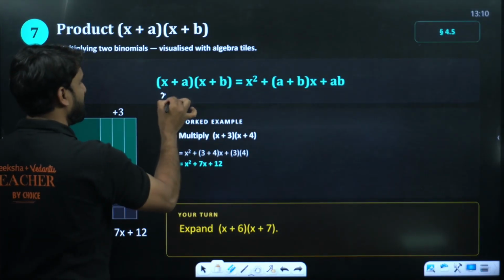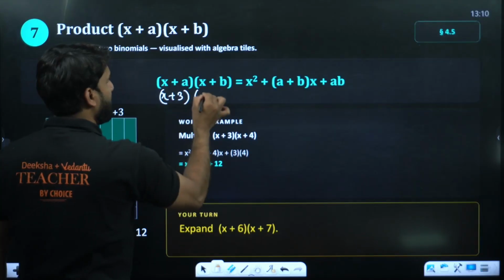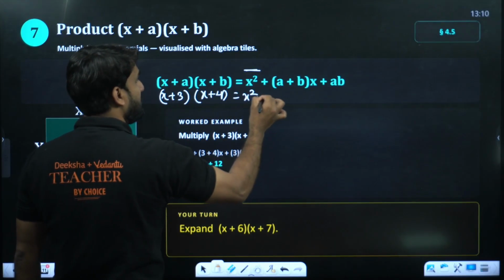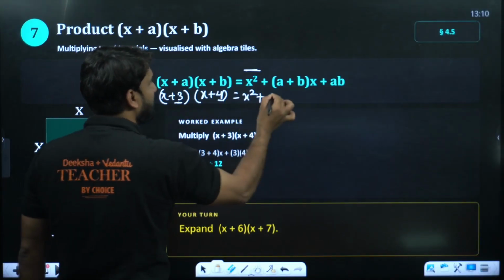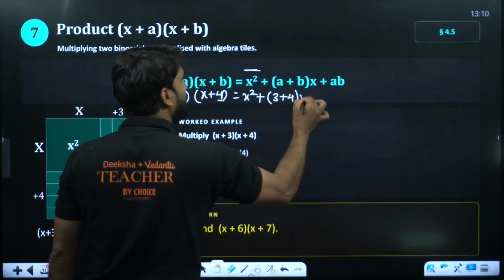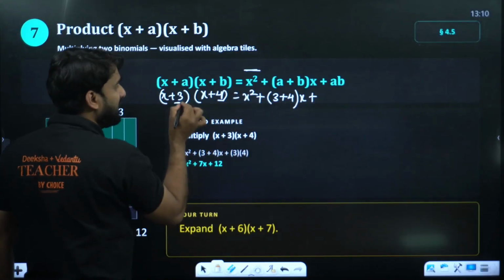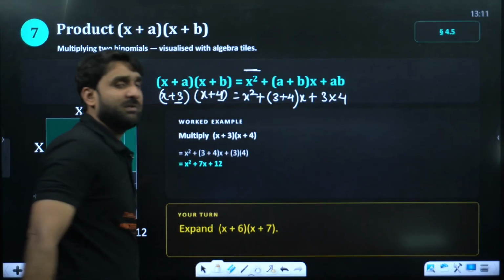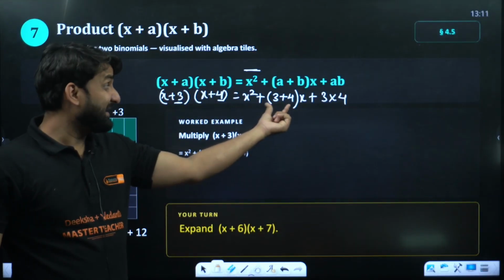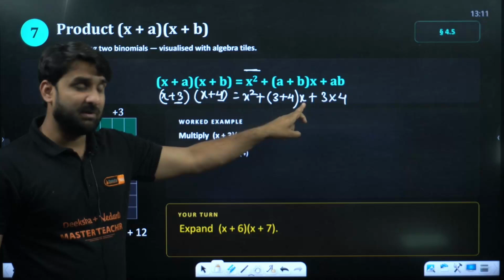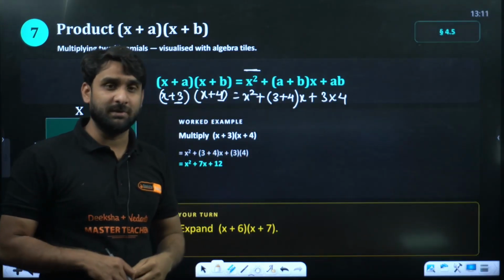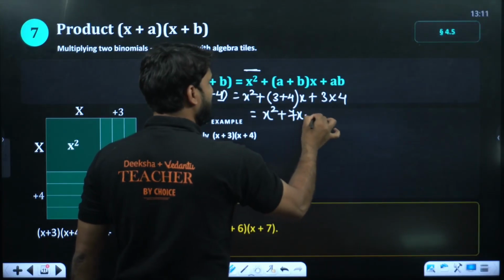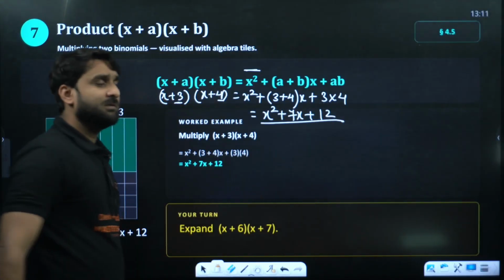Let's do a question here. x plus 3 and x plus 4. Now this is x square as it is. So x square plus these two numbers will be added. 4 plus 3 into x plus the last term will be the numbers multiplied, a into b. So this is 3 into 4. In the center, both the numbers are added and multiplied with x. At the end, both the numbers are multiplied. Now solve this. x square, 4 plus 3 is 7, so 7x, and 4 times 3 is 12. This is the answer.